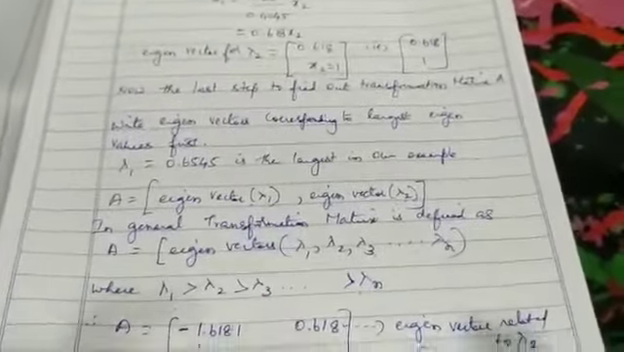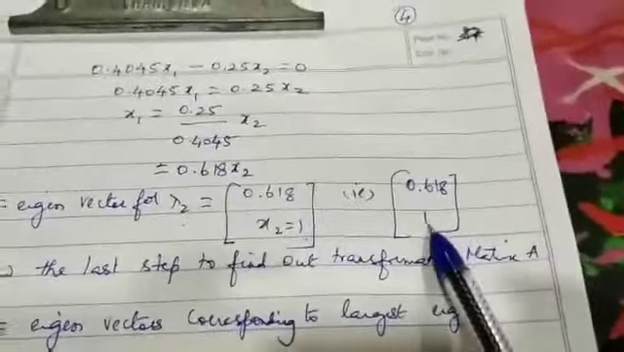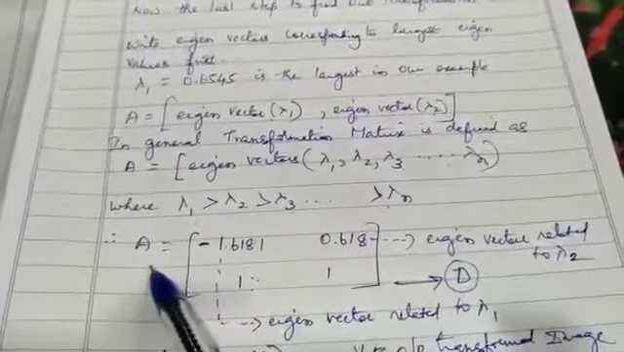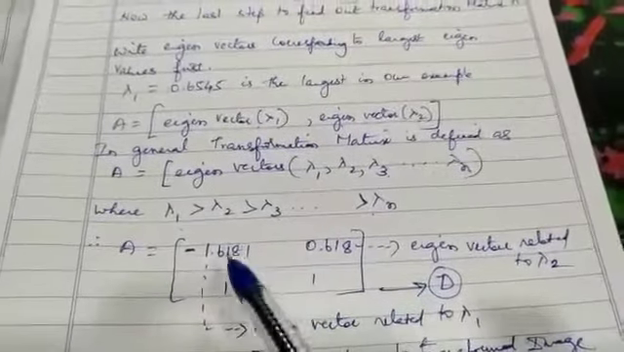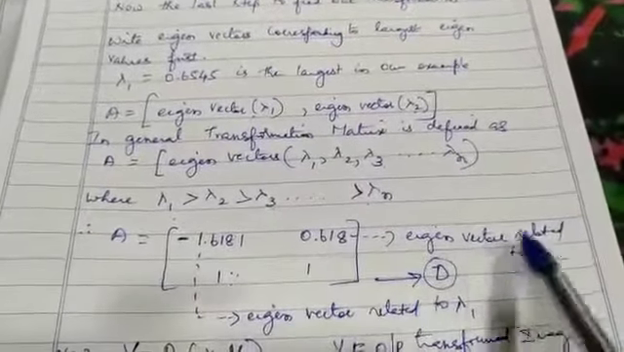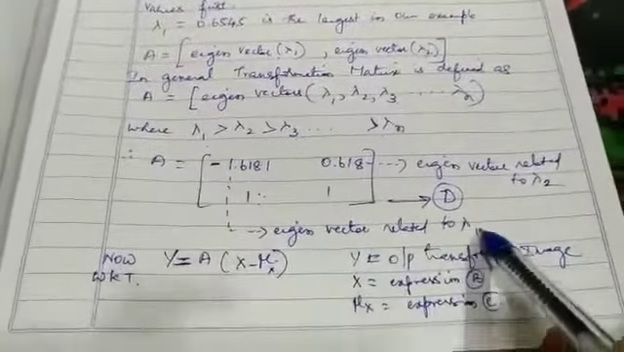Now we know this value calculated as lambda 1 is written first. In the previous page we calculated this, and this is lambda 2 that is here. So we write the transformation matrix for KL transform in this form. This is the eigenvector related to lambda 2. This is the eigenvector related to lambda 1.